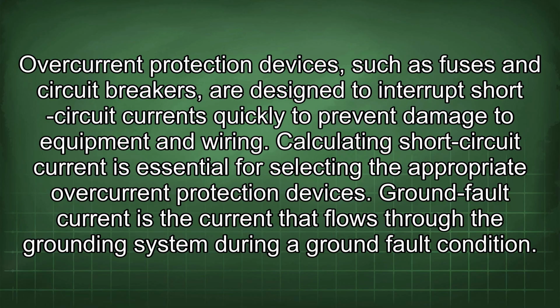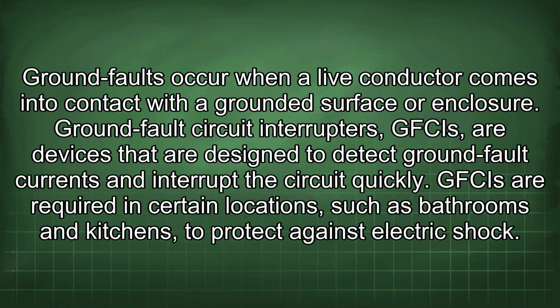Ground fault current is the current that flows through the grounding system during a ground fault condition. Ground faults occur when a live conductor comes into contact with a grounded surface or enclosure. Ground fault circuit interrupters, GFCIs, are devices that are designed to detect ground fault currents and interrupt the circuit quickly. GFCIs are required in certain locations, such as bathrooms and kitchens, to protect against electric shock.